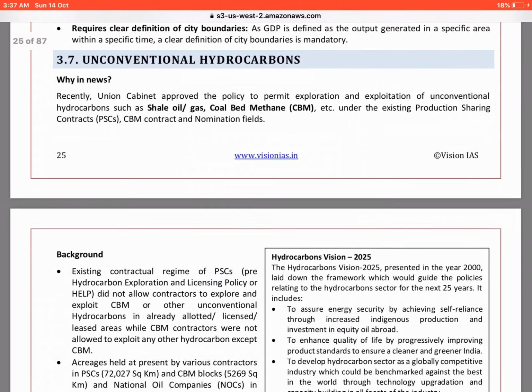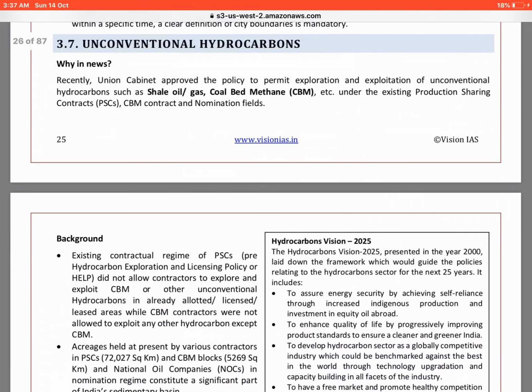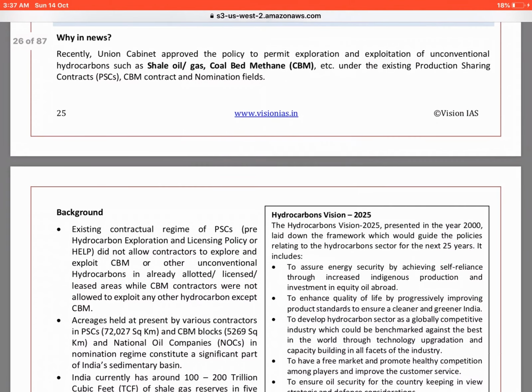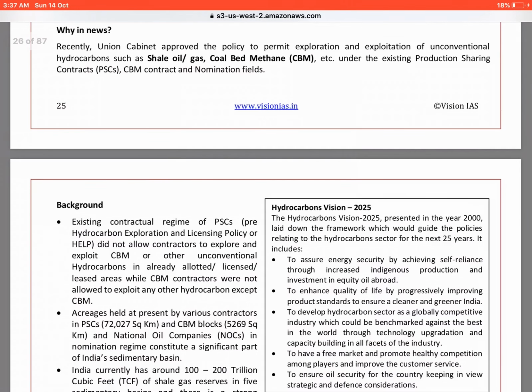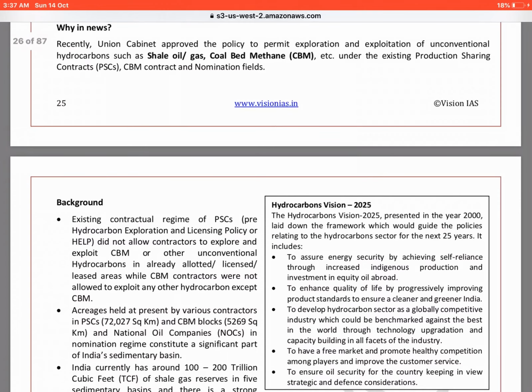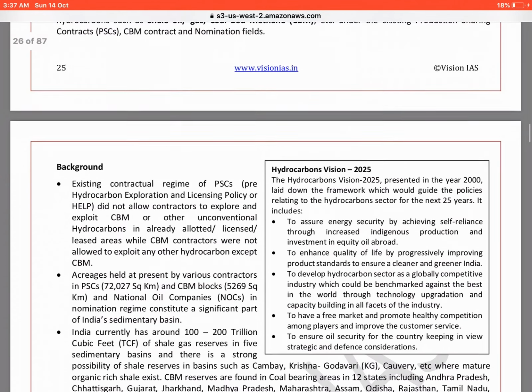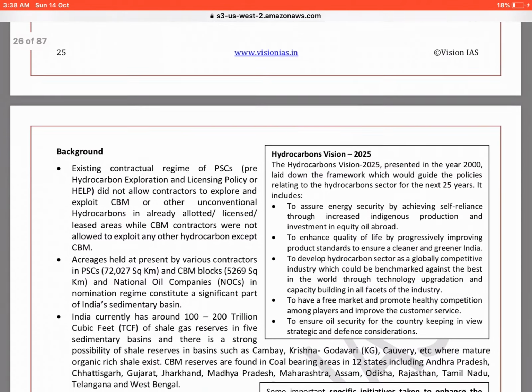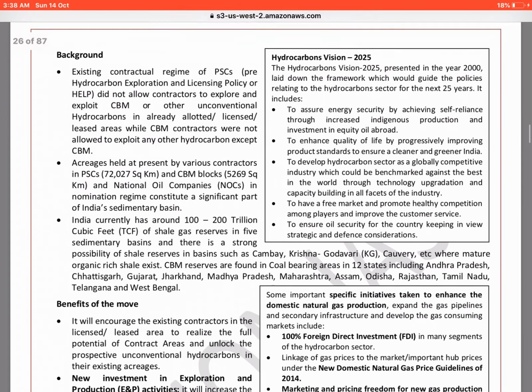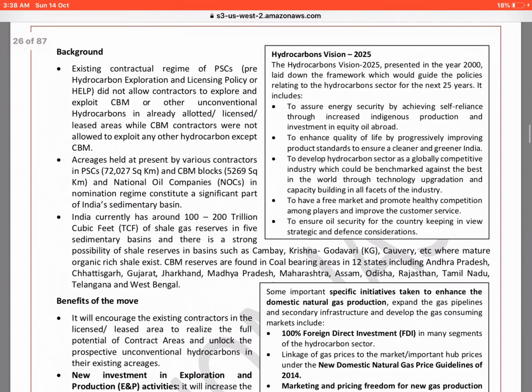Next is unconventional hydrocarbons. The Union Cabinet has recently given permission for exploration and exploitation of unconventional hydrocarbons like shale oil and gas and coal bed methane gas under the production sharing contracts and CBM contracts and nomination field. So I'll explain what happened earlier and what the current scenario is.